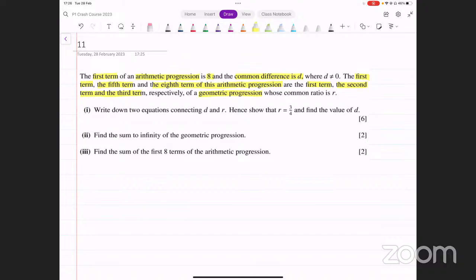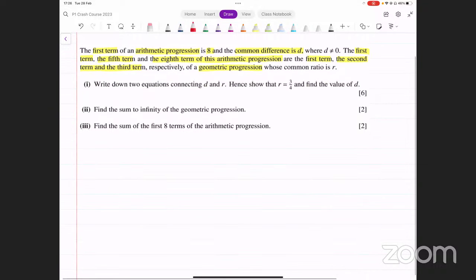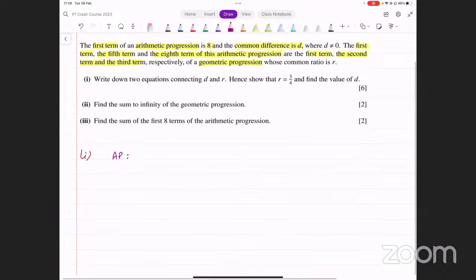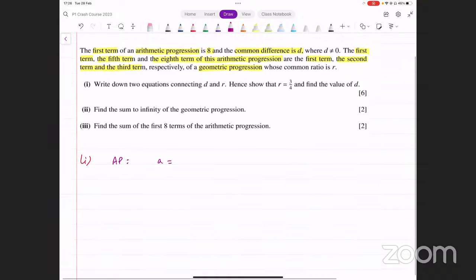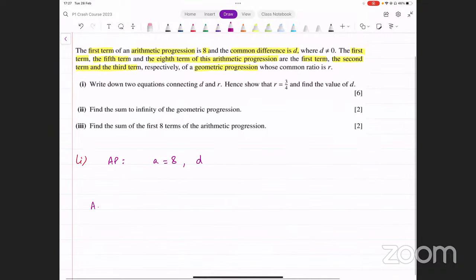Let's think about this now. So we know that there's an AP. First of all, there's an arithmetic progression. In that arithmetic progression, the first term is 8. So A is 8. That's one thing that we're given. And the difference is just D. And then we know some relation between some terms of this AP and another GP. Let's write that information down here.